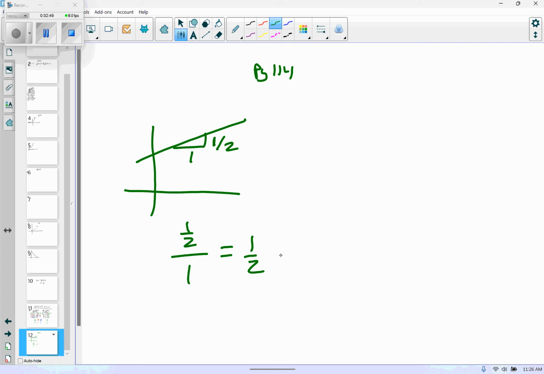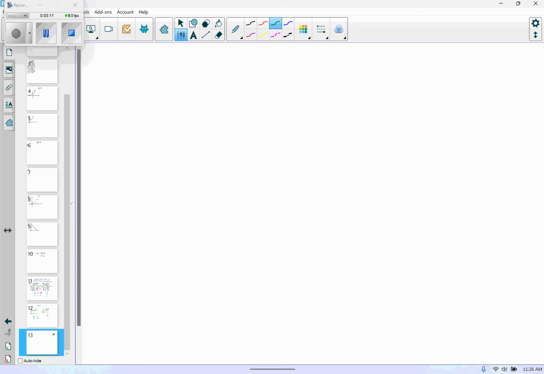Yeah, it's just 1/2. If I looked at my other graph, it looks like same idea, same graph, where truly this one goes up 1 and this one goes over 2. So the vertical over the horizontal is 1 over 2. So we have the same slope in that case. It's just kind of how we're counting up. Let's go over to page 115.